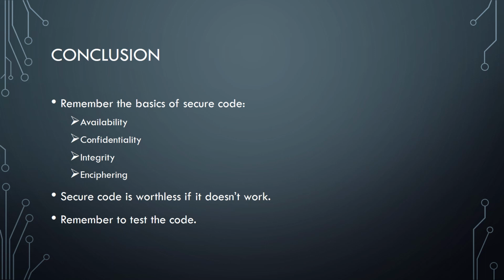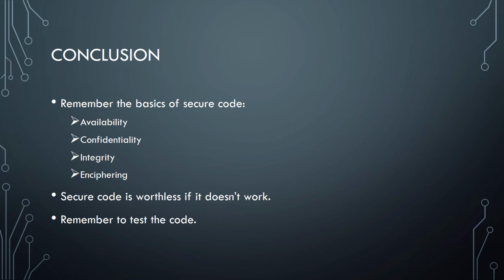The first type is classic key enciphering, which consists of a single key. The second type is public key enciphering, which consists of both a private and public key. Another key thing to keep in mind is that secure code is worthless if it doesn't work.